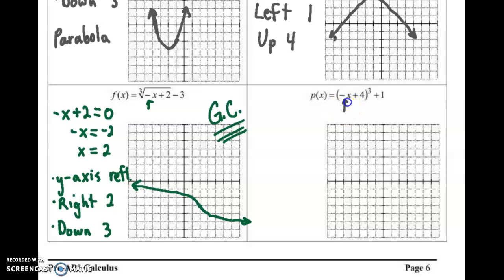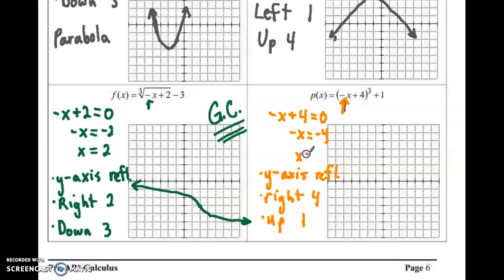Same thing with this one. We have a y-axis reflection. Let me get a bolder color for this. And as you get better at this, so I've been doing this for years, I already know that this is going to be shifted right 4 and also up 1. But if you're still confused, think about, okay, well, if I put what's in the parentheses equal to 0, subtract 4 over, and then divide by -1, I get that right 4 notion that I mentioned. So right 4, up 1, and it's a cubic function.